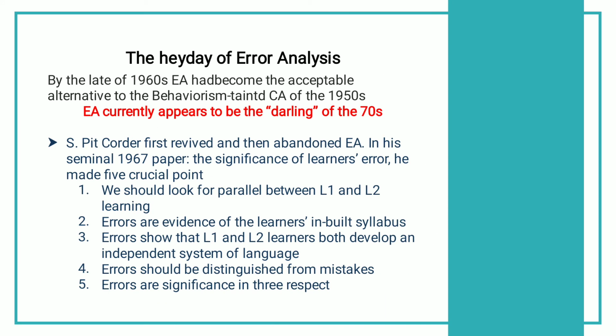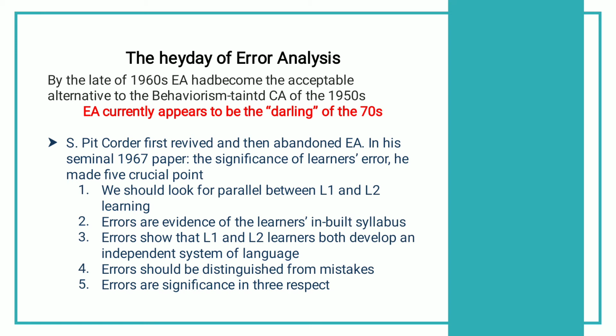Next, the heyday of error analysis. By the late 1960s, error analysis had become the acceptable alternative to the behaviorism-tainted contrastive analysis of the 1950s. Error analysis currently appears to be the darling of the 70s. Corder first revived and then abandoned error analysis in his seminal 1967 paper, The Significance of Learners' Errors.